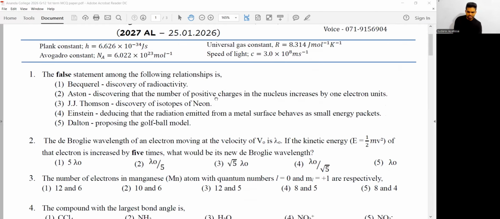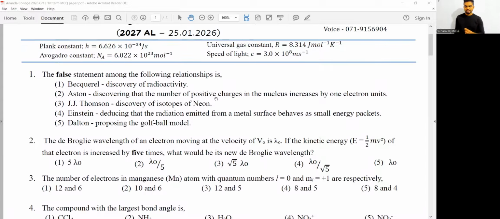So the first one is asking for the false statement among the following relationships. Okay, so there are 5 scientists, right? And the related discovery or invention is given in front of them. For example, Becquerel is the one who discovered radioactivity, so it is correct. And then you can write the other scientists linked to radioactivity. In our syllabus you have Ernest Rutherford, because Ernest Rutherford is the one who identified alpha, beta, gamma particles for the radiation. Okay, you can write that one in front.